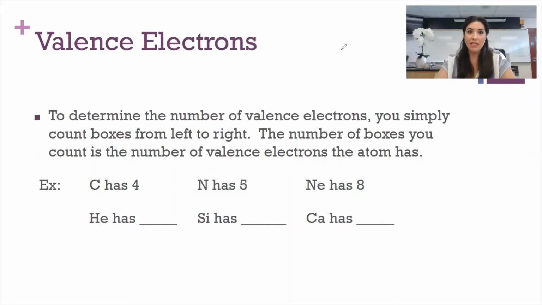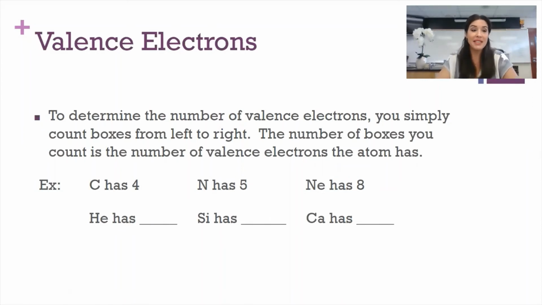Now it's our turn to practice. How many valence electrons would you say helium has? What about silicon? What about calcium? Look on your periodic table and fill in the blank with the number of valence electrons each of these has. I'll do the same, and then you can pause and check your answers.